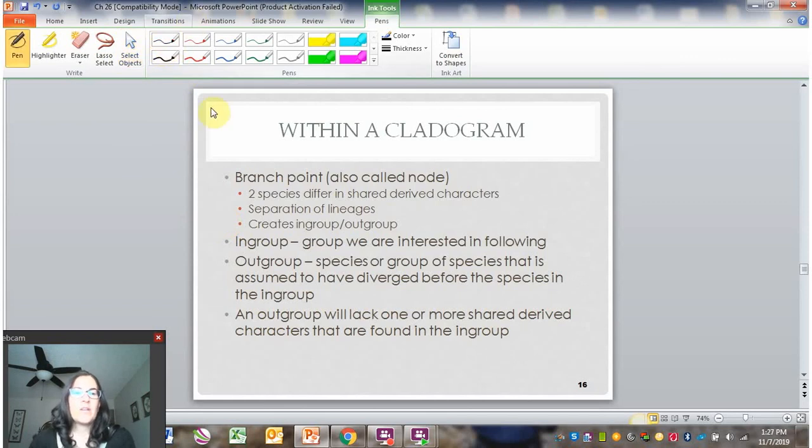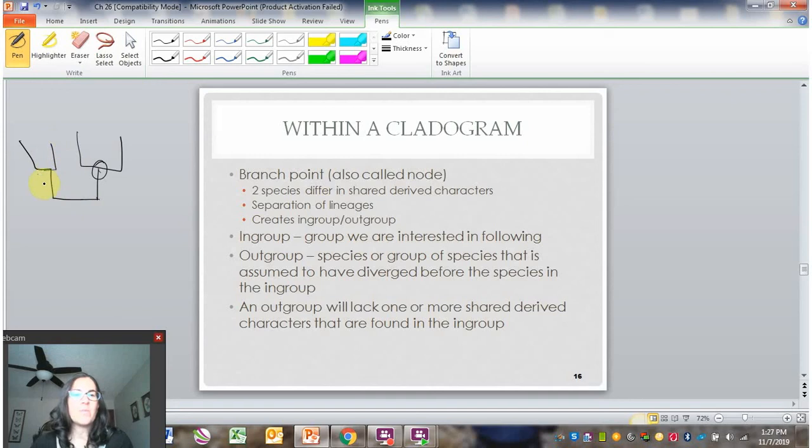So also within a cladogram, we're going to see branch points. These are also called nodes. So again, this is a branch point here, a splitting into different organisms. And a lot of times the reason why we're making a node is because there's going to be a difference. So for example, if I look at this one down here, I'm going to split there because I have some derived character or trait that's going to be different between these organisms and these organisms.